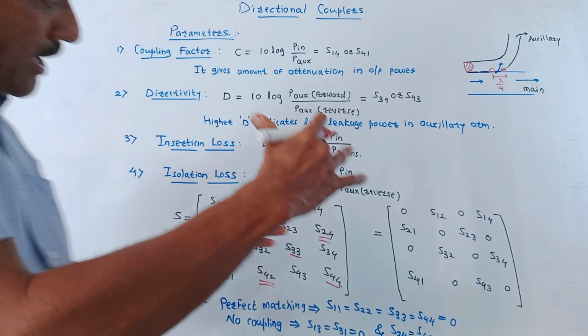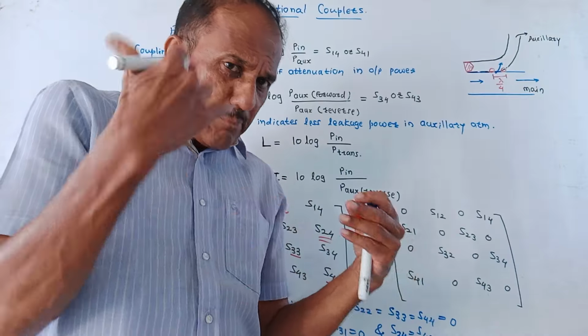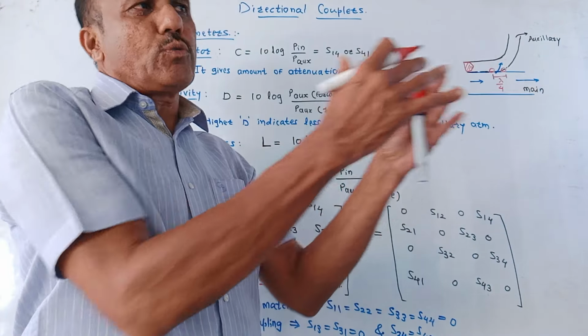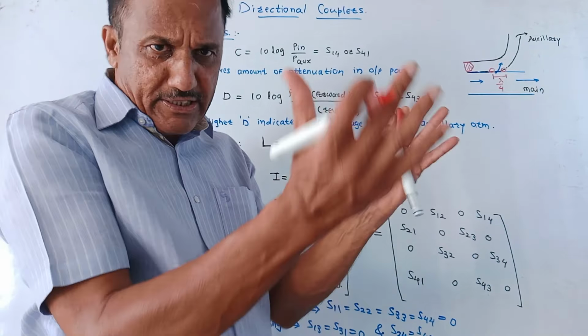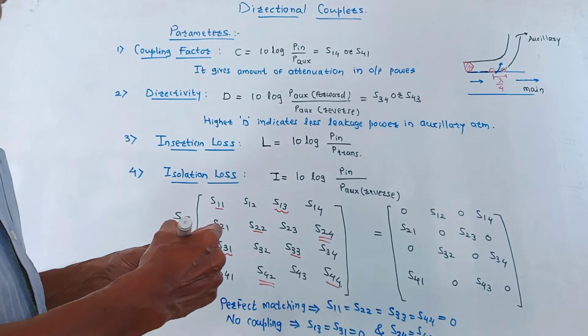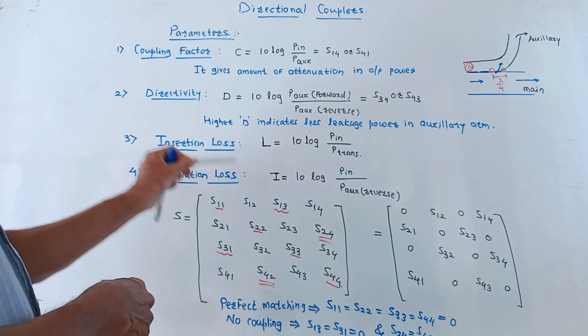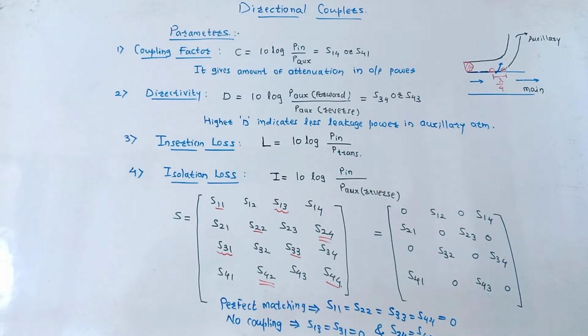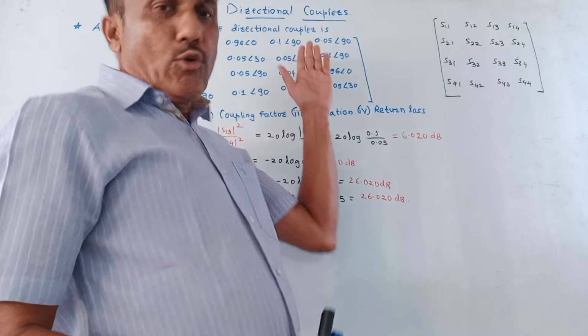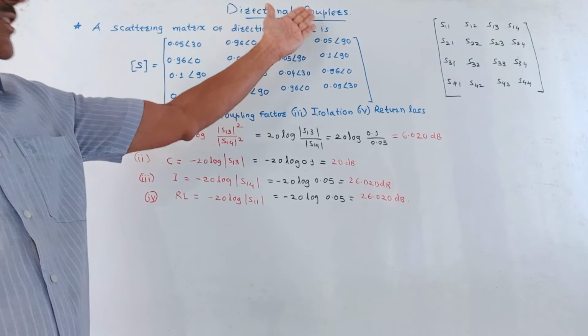Don't get confused. While explaining the basic part, I have given certain names: port 1, port 2, port 3, port 4. You can well interchange the names. There won't be any effect. So this is the S matrix for the directional coupler. Now let us solve a few numericals related to these directional couplers.